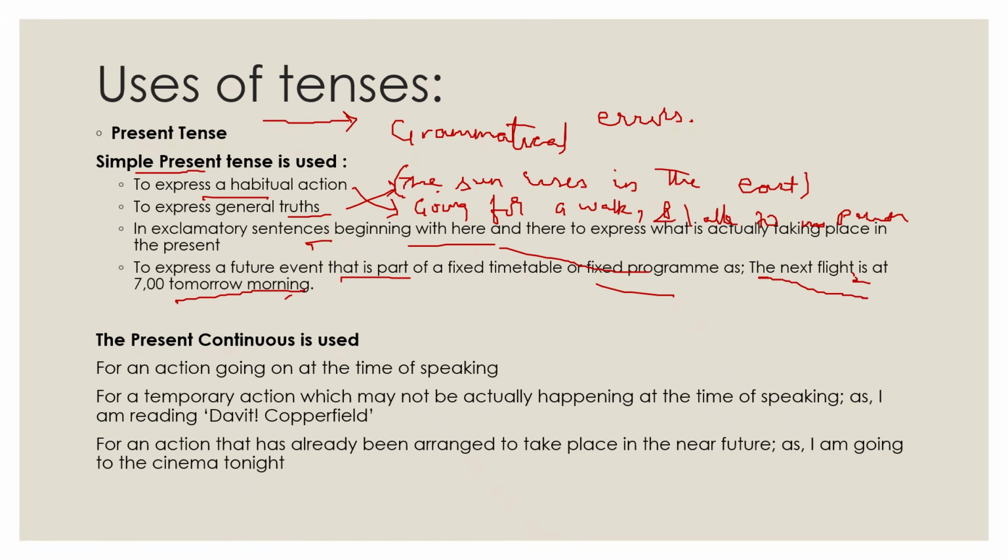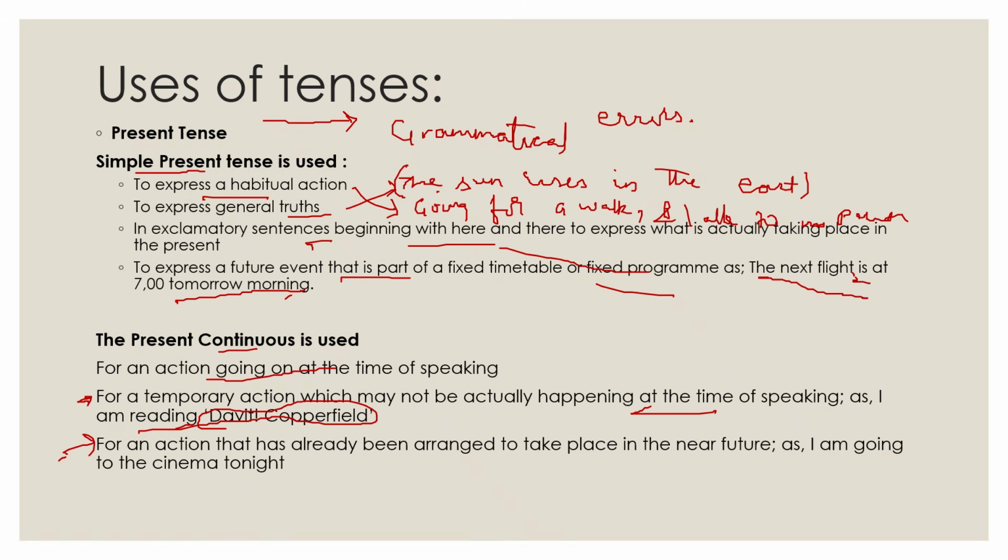The present continuous. It is used for an action going on at the time of speaking. Okay. And also used for a temporary action which may not be happening at the time of speaking. You can take it as habits. Okay. For example, if you see here, I am reading David Copperfield. It is a book. So at the time of speaking, he may not be reading, but he is completing that book. That means he is in the process of completing something. So you can use it in present continuous tense.